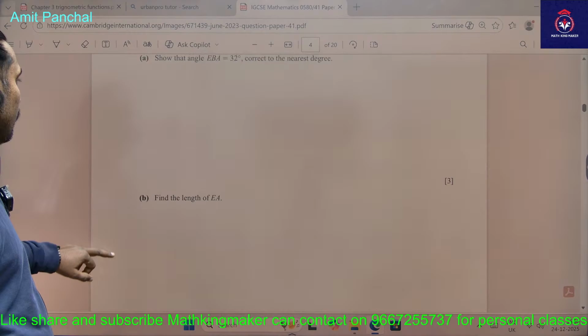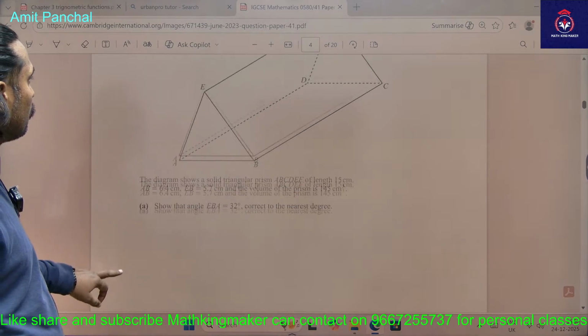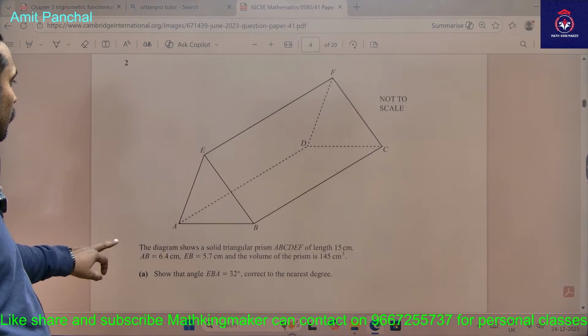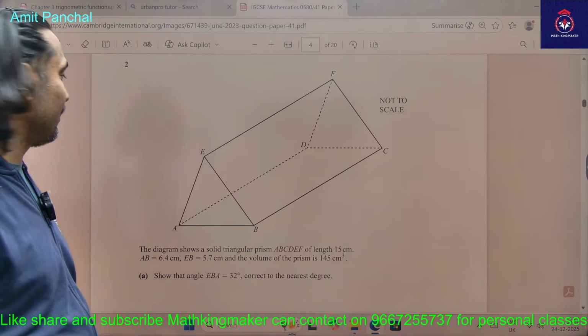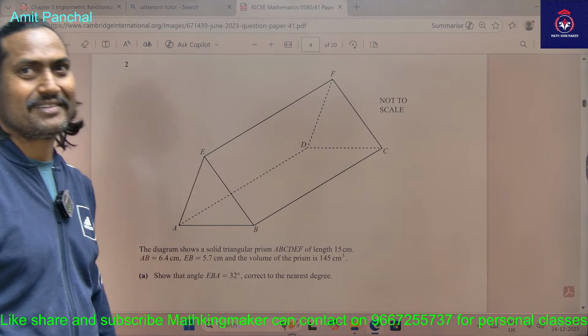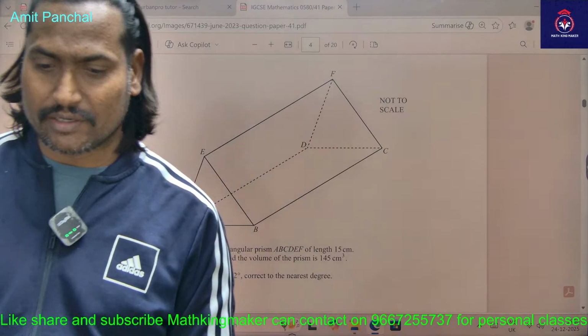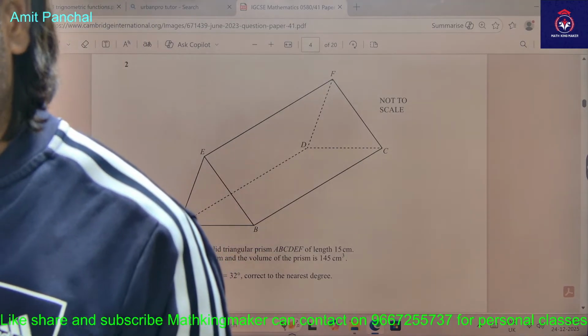So now find the length of EA. This one I got wrong. I didn't even know how to do it. Wait, no, actually, I think I got this. I did this correct, but I forgot one step.